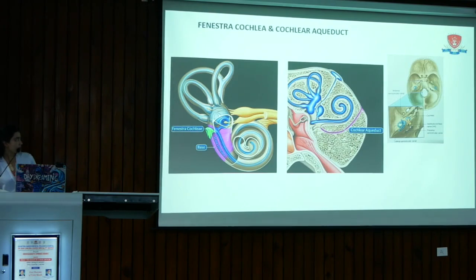At the basal turn of the cochlea, the scala tympani presents two features: the fenestra cochleae and the cochlear aqueduct. The fenestra cochleae leads into the tympanic cavity below and behind the promontory, while the cochlear aqueduct lets the perilymph of the cochlea communicate with the cerebrospinal fluid of the subarachnoid space.